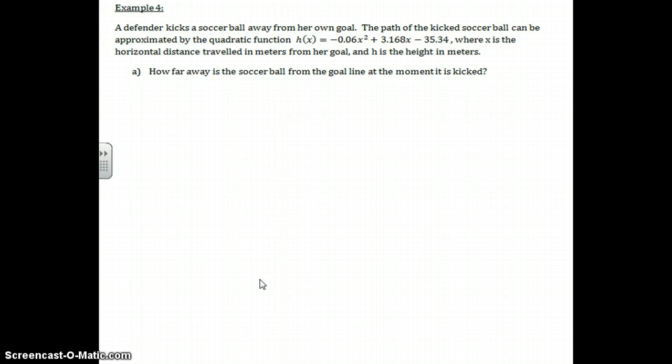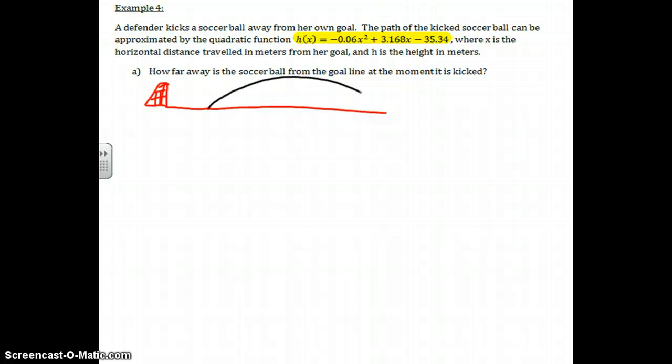Alright, so this example deals with somebody kicking a soccer ball away from her own goal, and the path of the ball is given by this quadratic function here. It's h of x, so it's going to be the height, and x represents the distance from her own goal. So if we look at this here, we've got the net here. That's the net. She's not necessarily kicking it right from the goal line, so it might be along here. Here's just our ground, and this is the path of the ball through the air. The height of it is that h of x.